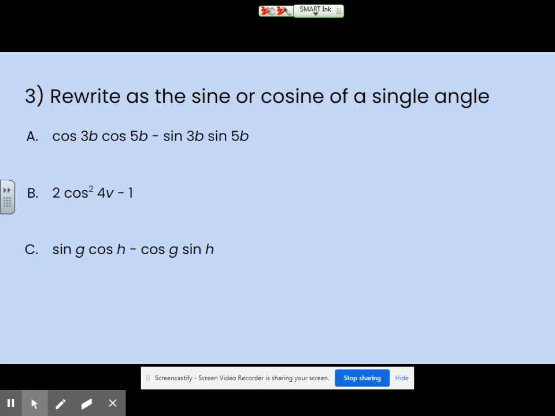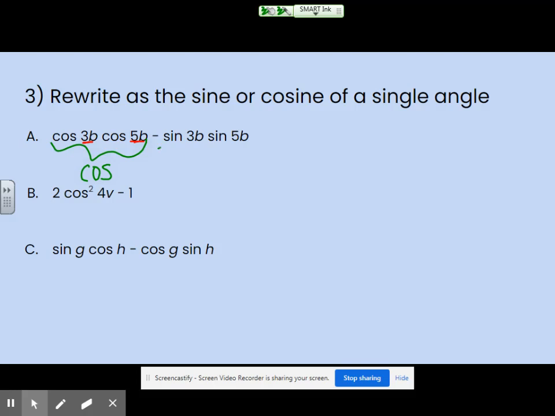I see for the first term, our A expression, cosine 3b times cosine of 5b minus sine of 3b times sine of 5b. That looks to me like one of our sum and difference formulas, because I have all of our functions being multiplied out, and I also see that I have 2 different angle values, 3b and 5b. When I am analyzing our expression to figure out which of our sum and difference identities, I see that I have cosine of our 2 different angles being multiplied together. That is a big clue that I am using my cosine identity.